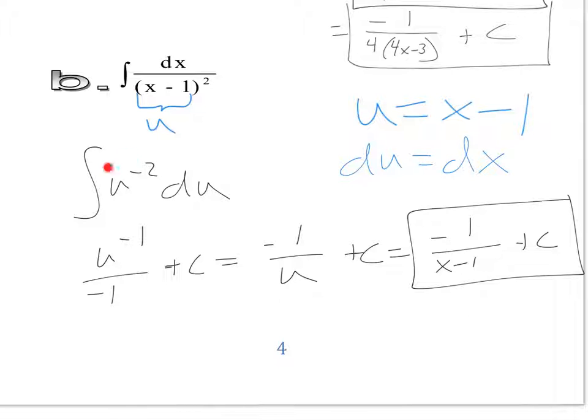And now we can go ahead and do the antiderivative. It becomes u to the negative 1 over negative 1, and we've done this one enough times now that we can see it's just going to end up with negative 1 over u. Replace the u and it's negative 1 over x minus 1 plus some c.